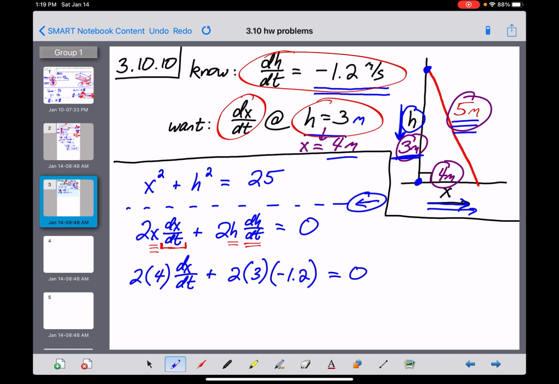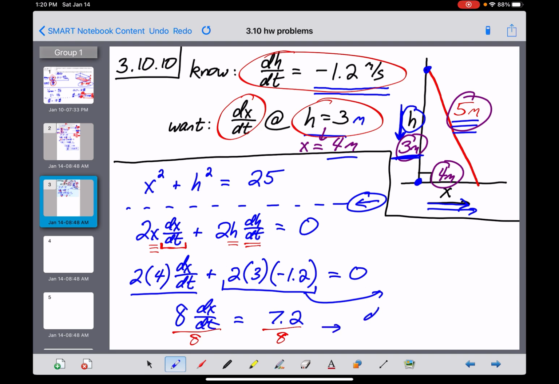Okay, what can we do here? The 2 times 4 times dx/dt is going to be 8 dx/dt. I'm going to do two things at once. This looks easy enough to do mentally. 2 times 3 is 6. 6 times 12 is 72, so times 1.2 would be a negative 7.2, which I'm now going to bring over to the right side and make a positive 7.2. Then the only thing we have to do is divide both sides by 8, and I think we can do this without a calculator.